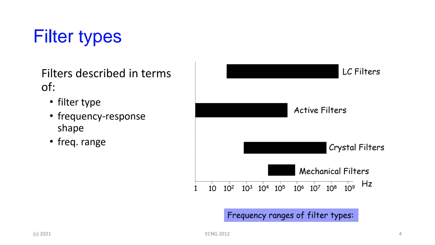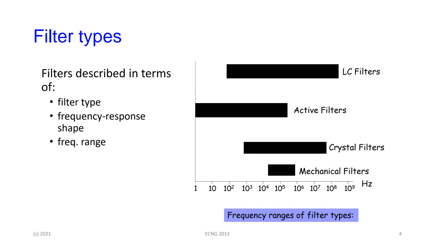Usually we describe filters in terms of the type of filter. Here's a diagram, and you will see on the x-axis an approximate span of frequencies going from 1 hertz, very low, almost DC, all the way up to a gigahertz here, which is about the upper limit. You can get some slightly higher frequencies as you go along. So the filter type is in terms of the mechanism for filtering.